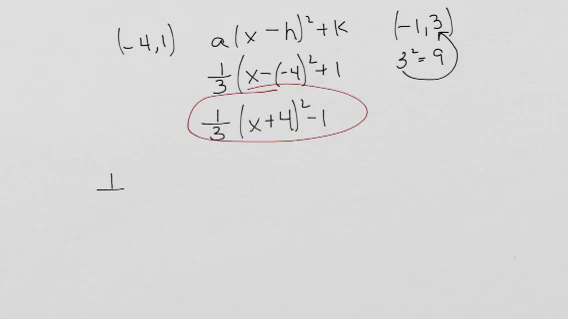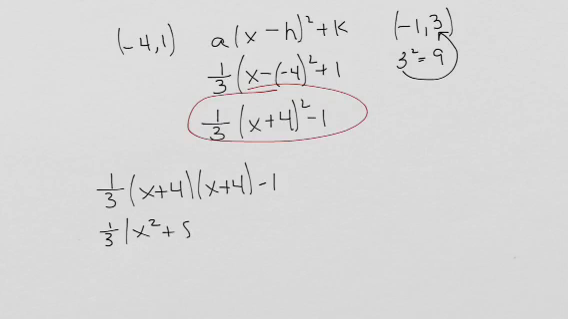That gives me 1/3 times (x + 4)(x + 4) minus 1. (x + 4)(x + 4) is x² + 8x + 16, minus 1. I need to distribute my 1/3 or rationalize the 3. I think right now it's easier for me to rationalize the 3.